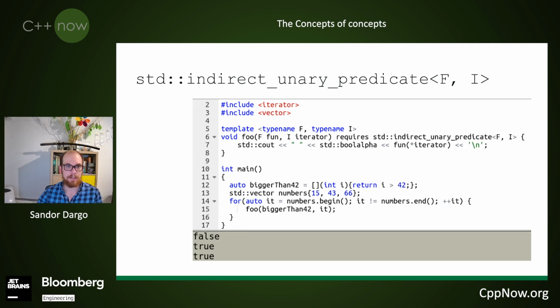So you can see it with an example here. On line 12, we define a lambda, which checks if the passed-in number is bigger than 42. We have a vector, and we just iterate through this vector, and foo requires that what we pass in, well, it's an indirect unary predicate with f, that is the function, this lambda function that we pass in, and if it works with the iterator. And yeah, that's it for the indirect unary predicate.